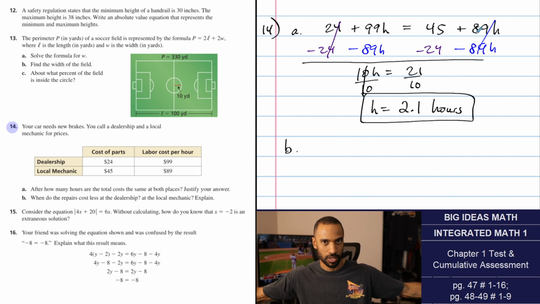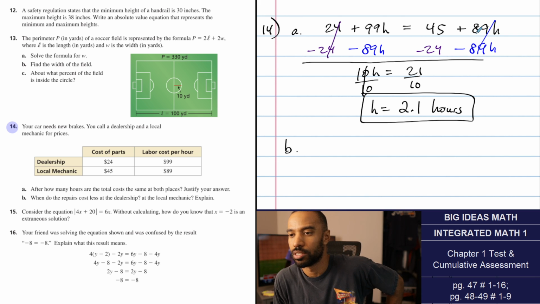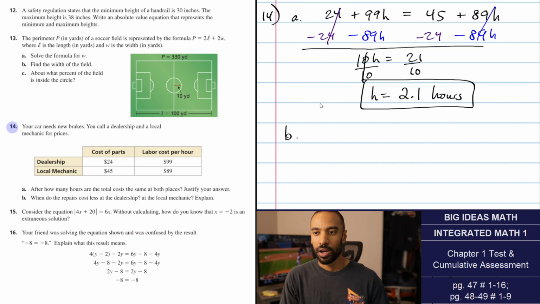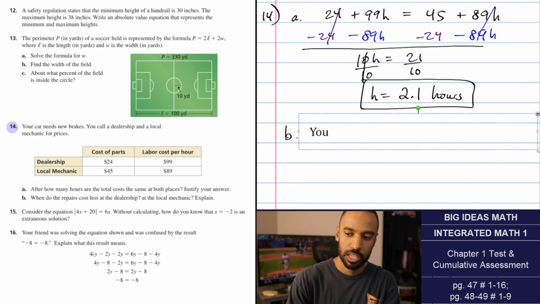Think of 100 hours later. These are poor mechanics if it spends that long to repair brakes, to get new brakes. But 100 hours later, $89 per hour is significantly better than $99 per hour, spending $10 less per hour, right? So up until 2.1 hours, at the dealership, you spend less money.